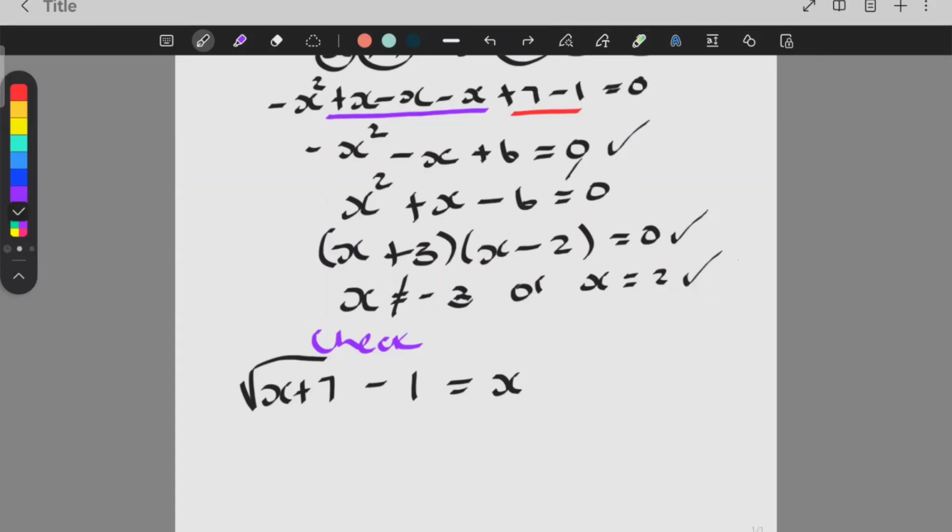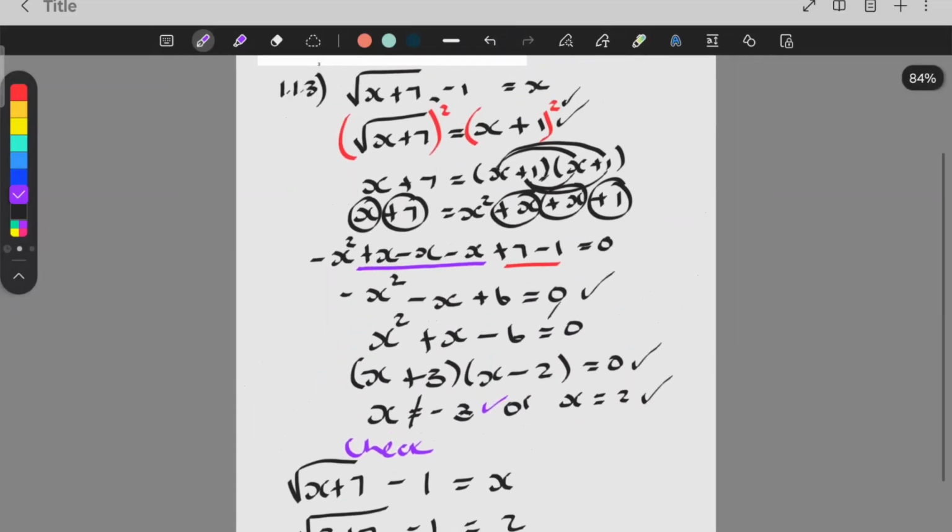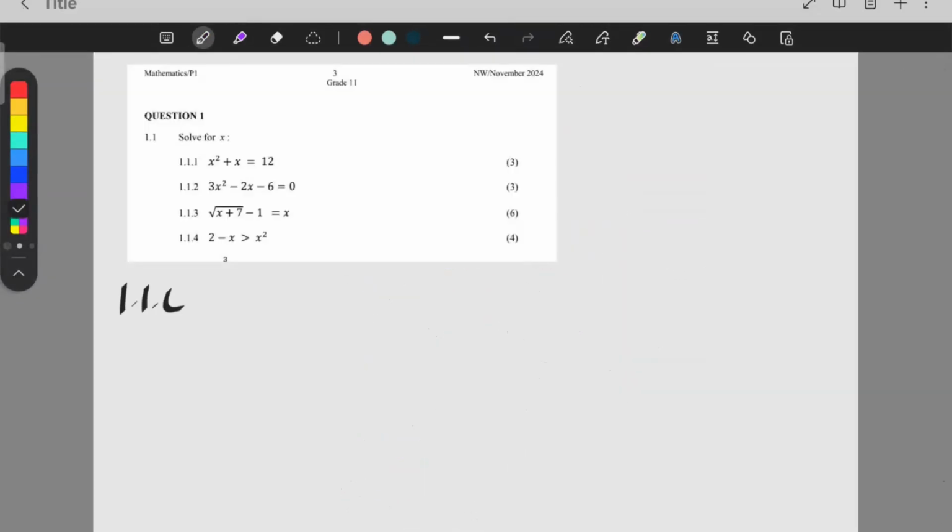2 works. So under the root, 2 plus 7 minus 1, and put the 2 there. This will give me 3. So this is 3 minus 1, and 3 minus 1 is 2. So that one works. So to cancel that one, that's also a mark. So this question was 6 marks. Okay, 1.1.4. There's no equal sign.